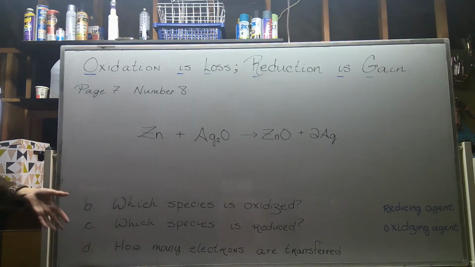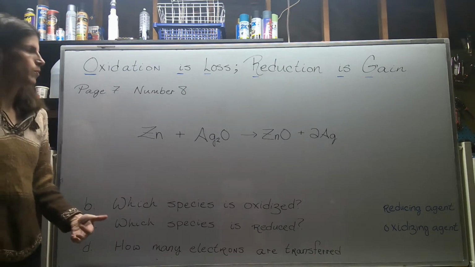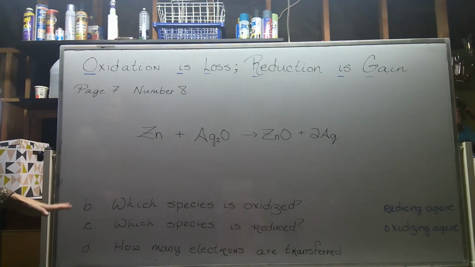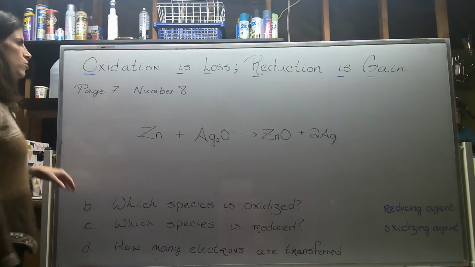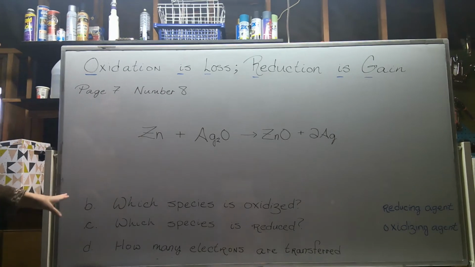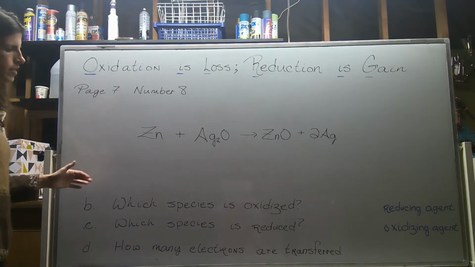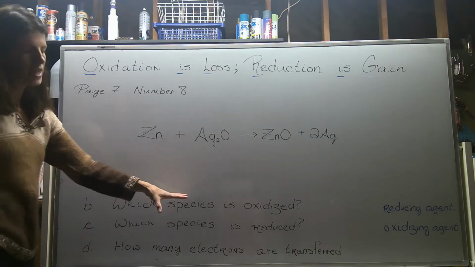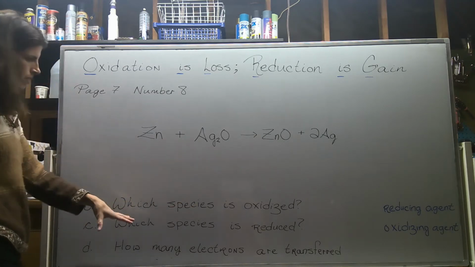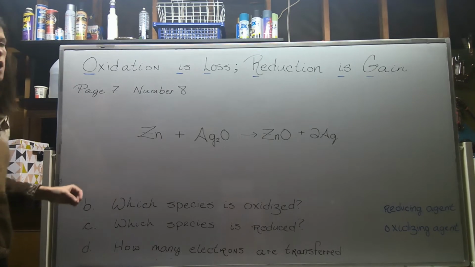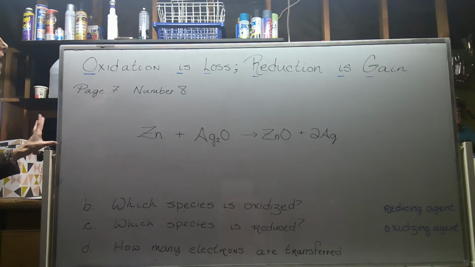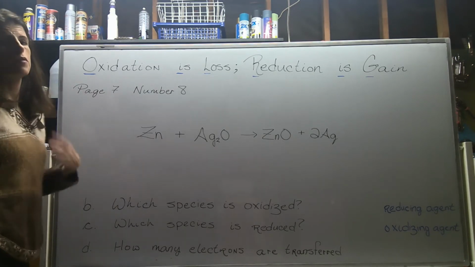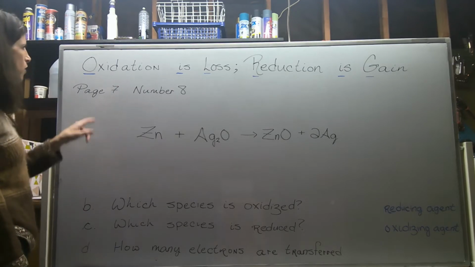In the previous video, we learned how to assign oxidation numbers. Here we're going to see how to put those oxidation numbers to work. Specifically, our end goal is to figure out who's being oxidized and who's being reduced in a redox reaction. The acronym OIL-RIG could be really helpful when you're doing these types of problems.